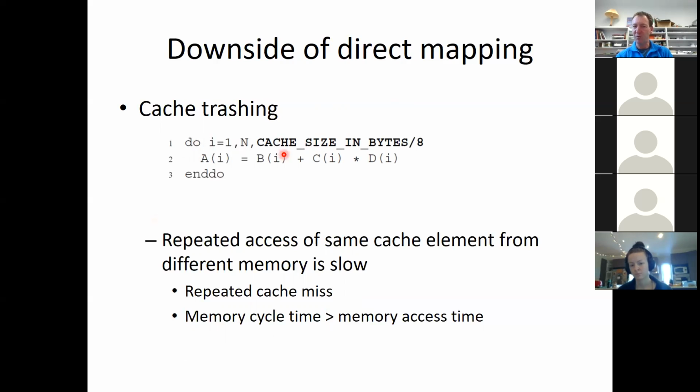If you do the same loop with the cache size in bytes divided by 8 minus 1, so you make the stride 1 less, the performance is much, much higher because it doesn't hit the same memory address over and over again.